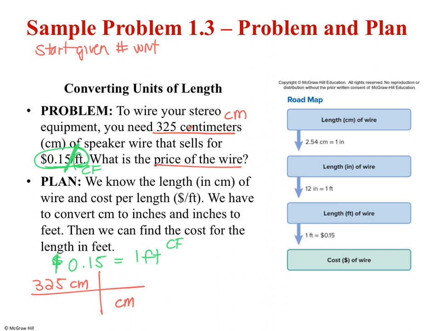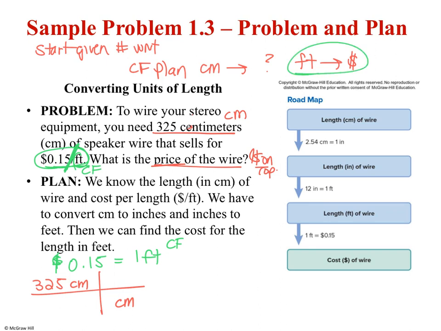Now, do you have a conversion factor? You want price, so you want to be left with dollar signs on top. This is our conversion factor plan. We can go from centimeter to something, and then somehow we need to go from feet to dollars. You see how we can do feet to dollars? We can do feet to dollars because we have this conversion factor. But how do we get from centimeters to feet?